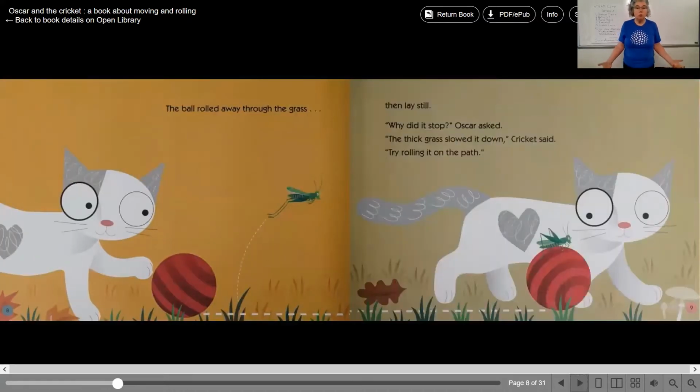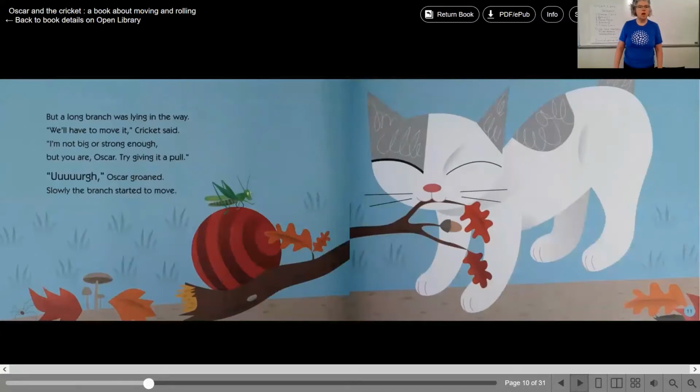The ball rolled away through the grass, then lay still. Why did it stop? Oscar asked. The thick grass slowed it down, Cricket said. Try rolling it on the path. But a long branch was lying in the way. We'll have to move it, Cricket said. I'm not big or strong enough, but you are, Oscar. Try giving it a pull. Push and pull, that's one of our forces, remember?